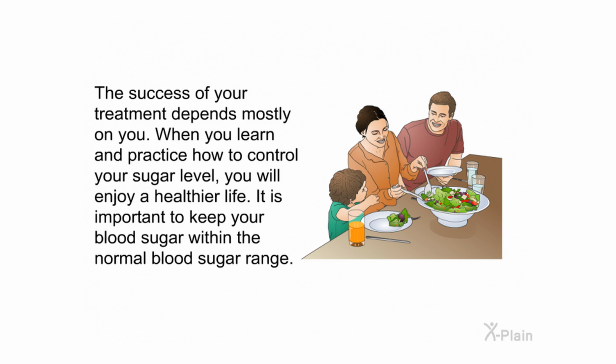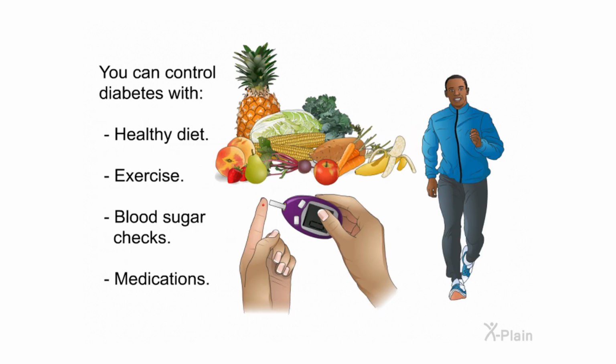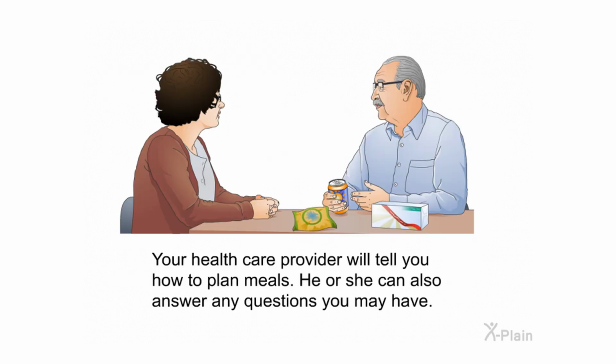The success of your treatment depends mostly on you. When you learn and practice how to control your sugar level, you will enjoy a healthier life. It is important to keep your blood sugar within the normal blood sugar range. Controlling diabetes. You can control diabetes with healthy diet, exercise, blood sugar checks, medications. Your healthcare provider will tell you how to plan meals. He or she can also answer any questions you may have.